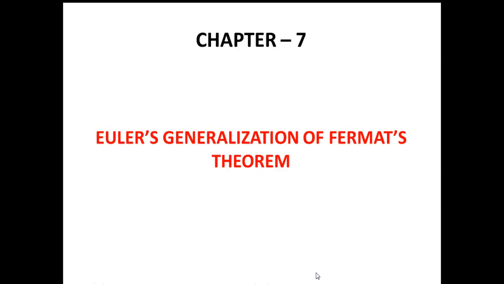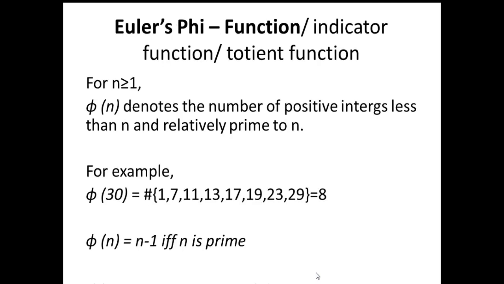Today's lecture is Euler's generalization of Fermat's theorem. This is in chapter 7 of the book. So the first definition is about Euler's phi function. This is a number theoretic function, and the function is also known as the indicator function or the totient function.